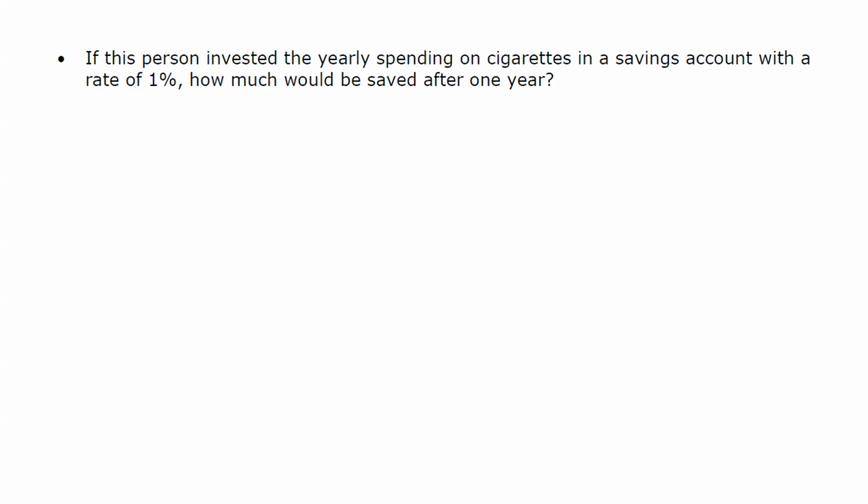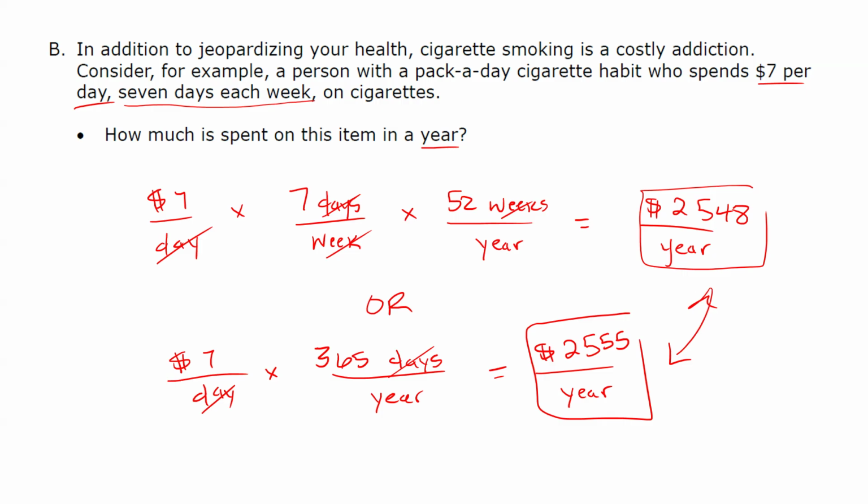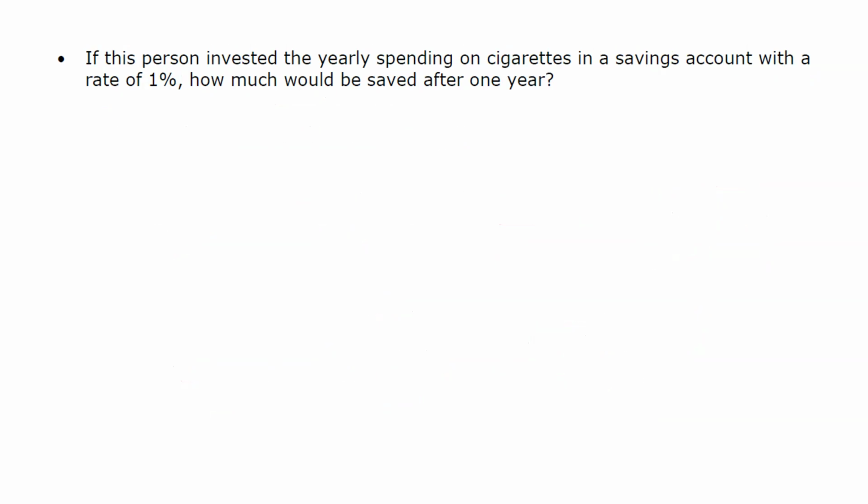So if this person now invested the yearly spending on cigarettes in a savings account with a rate of 1%, how much would he or she have saved after 1 year? In our previous problem, we solved this 2 different ways. We got 2 different answers because one used the rate between days and weeks, and then weeks and years, while the other one just used the conversion from days to year. So depending on which process we take, we could get different amounts.